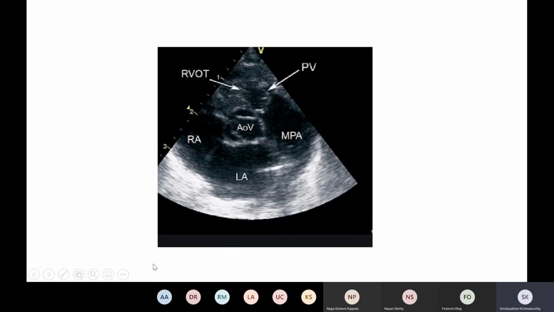So the next is the parasternal short axis view, where you can see the aorta here. This is a normal echocardiogram on a normal child. There's a parasternal short axis view. That is the RVOT. You can see the pulmonary artery there and the aorta, and you can see the relation between the pulmonary valve there and the aorta there.